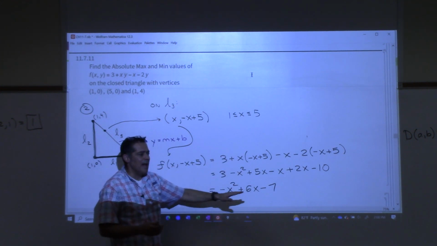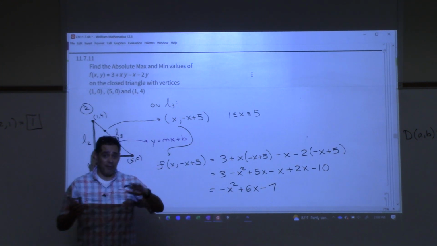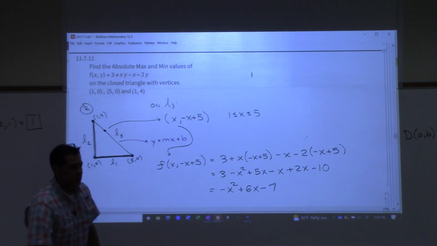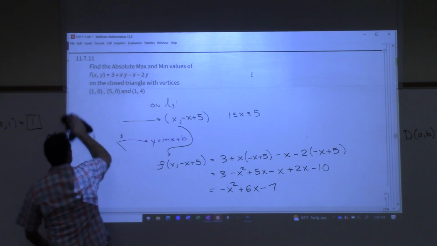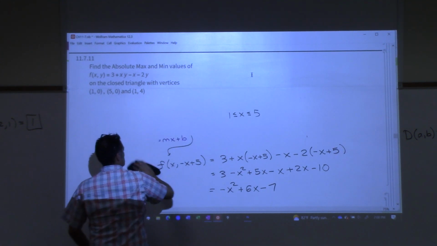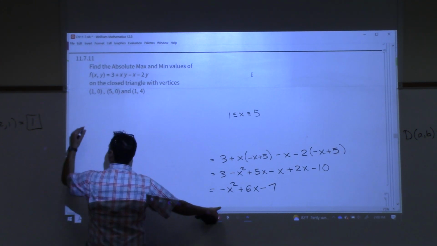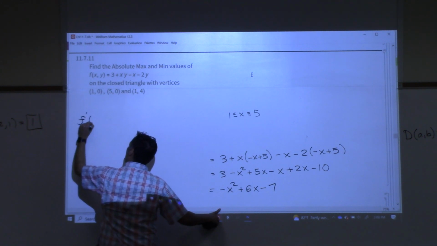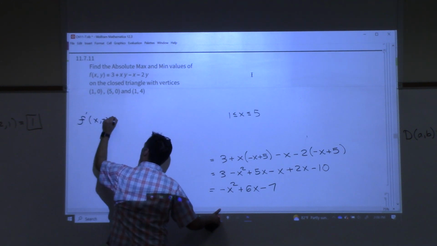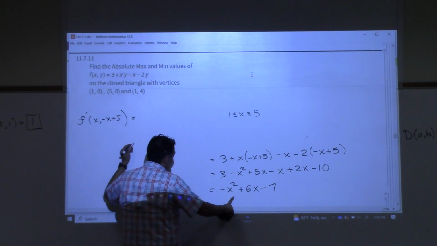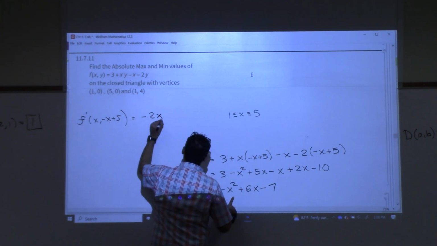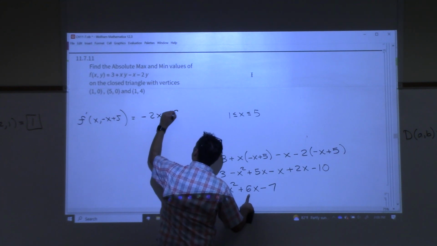Now this is not a line, so we can't just check the endpoints. We actually have to find the critical points. So now what I do is I take the derivative. I'm going to erase this. I don't think I need it. The derivative of that function restricted to that L3 should just be our classic derivative: negative 2x plus 6.